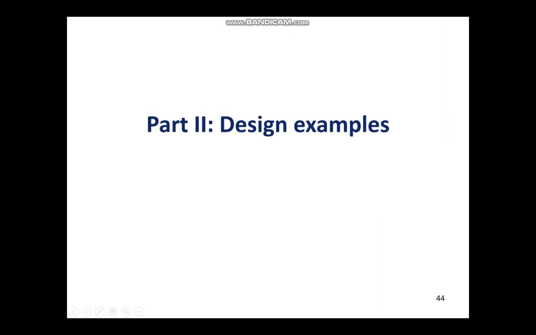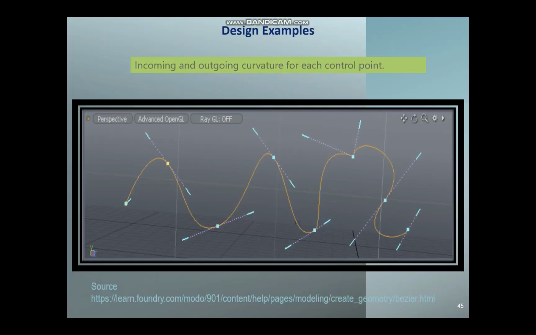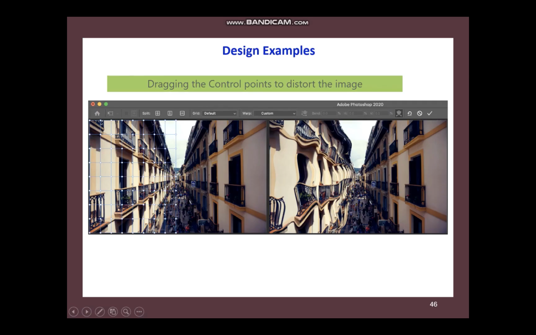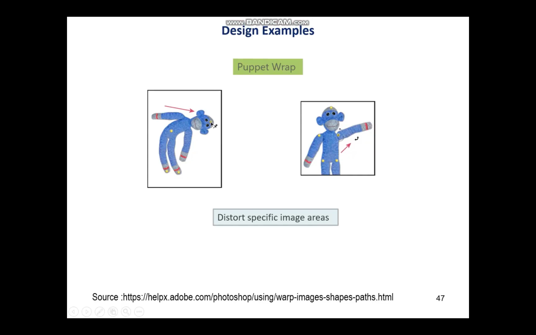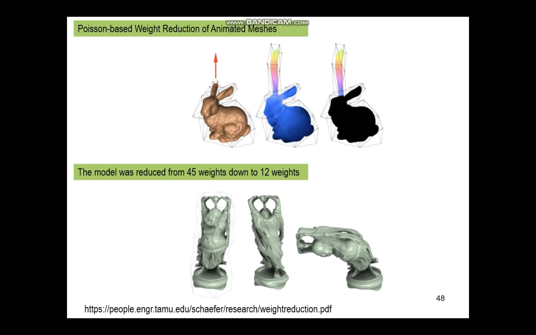Now let's take a look at the design examples of all the shape modification tools that we have seen so far. Here we can see that the curve has a different number of control points, and we can see the incoming and outgoing curvature for each control point. And here we can see the image has different control points, and dragging those control points would distort the image. Here we also can see that the puppet warp has different control points, and each control point gives you the capability to distort the image in specific areas.